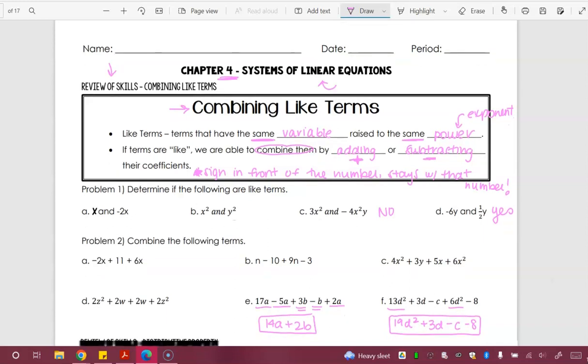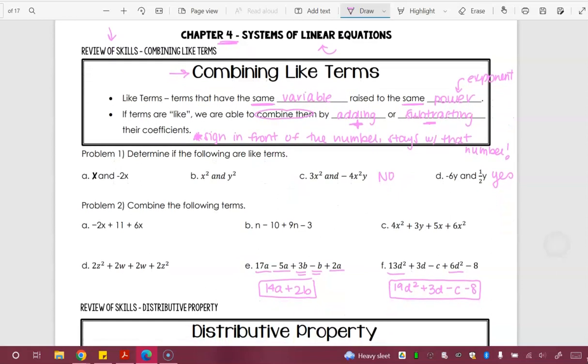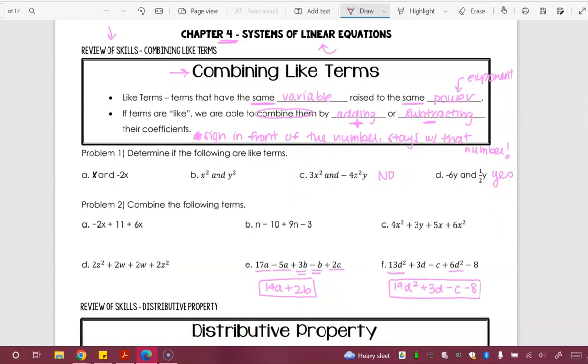Let's check out these examples here. Problem 1, we're going to determine if the following are like terms. So A, we've got x and negative 2x. So we want to ask ourselves first, do we have the same variable? And we say yes. And then 2, do we have the same exponent? They both have an exponent of 1. So if you don't see an exponent, it has an exponent of 1. So we can say yes, these are like terms.